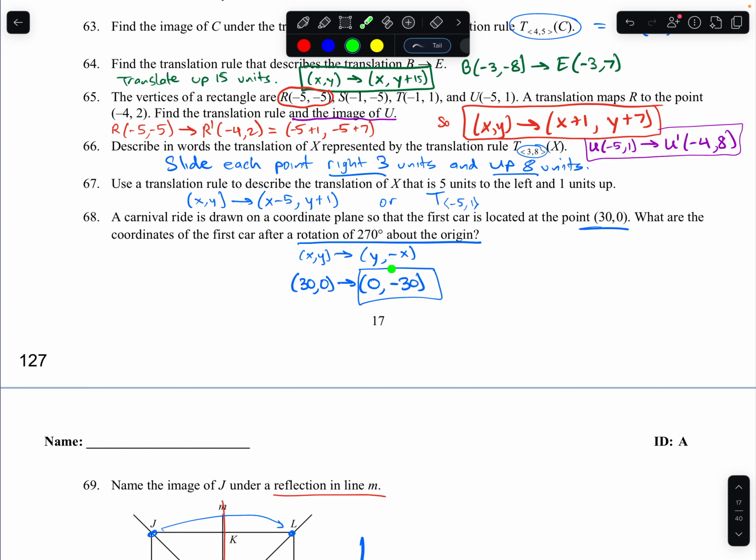68. You should have this rule in your note card. If I rotate a point 270 degrees about the origin, that means that point, whatever it is, x comma y, is going to get sent to the point y comma negative x. And this negative doesn't necessarily mean that the number will be negative. It just means the opposite of the x coordinate. So if my x coordinate originally was negative, then negative x would be the opposite of a negative and it would be positive. But in this case, x is 30, so the opposite of x would go here. The opposite of 30 is negative 30, and y is 0, so 0 goes here instead. So 30 comma 0 would get sent to the point 0 comma negative 30.